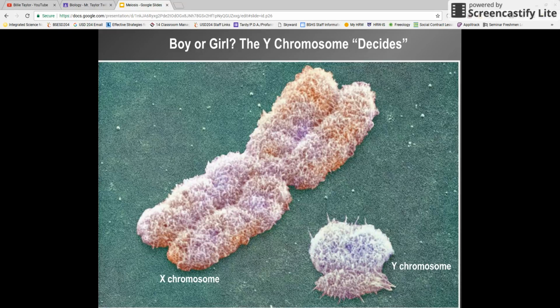Okay, another thing to look at here, whether a person or an organism is genetically a male or genetically a female, the Y chromosome is going to decide. We have this X chromosome, the larger X chromosome, and this tiny little Y chromosome. If you are a biological male, you are going to have an X and a Y chromosome. If you are a biological female, you are going to have an X and an X chromosome, so 2 of these X chromosomes.